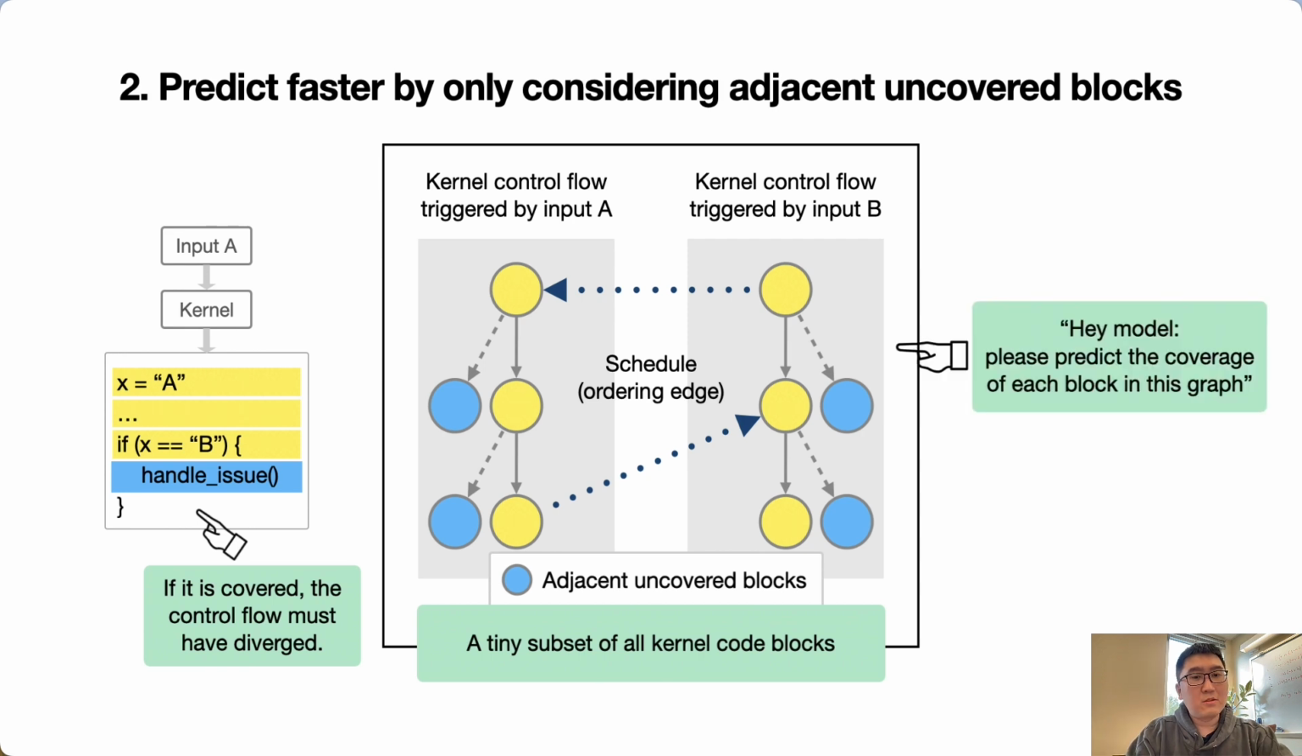We provide this graph to the model and essentially ask this question. Here's the graph. It represents a concurrent execution we want to run. Please tell us the coverage of every code block in this graph. So the model will tell us if the adjacent uncovered blocks will be covered. In addition, it will tell us if the sequentially covered blocks will be skipped because of concurrency. This is also important to know since that implies a different execution path as well.